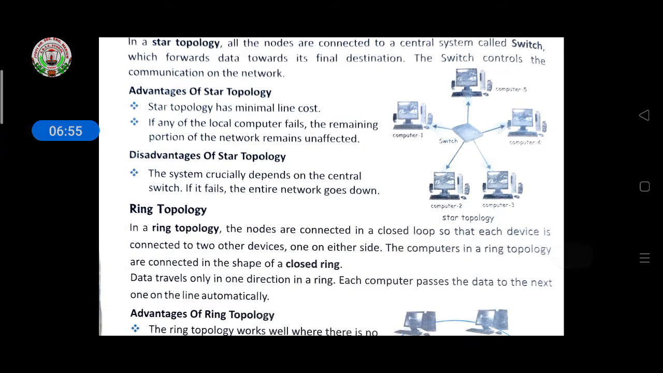Then the advantages of star topology: star topology has minimum line cost. If any local computer fails, the remaining portion of the network remains unaffected. Here it is given computer number 1, 2, 3, 4, 5. Computer number 4 has failed, so all the remaining computers 1, 2, 3, 5 will remain unaffected.